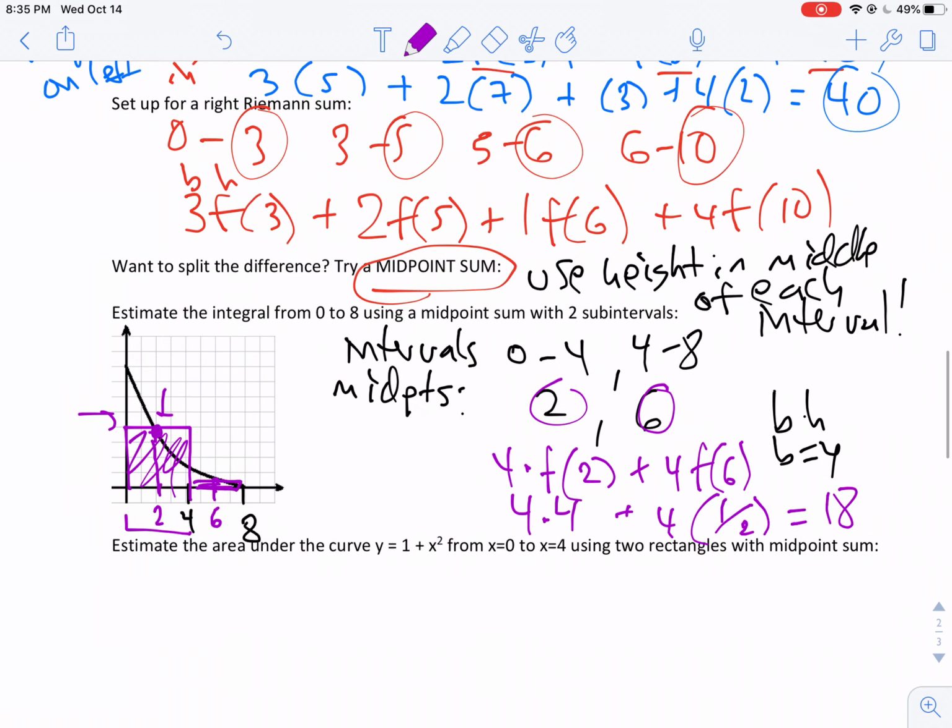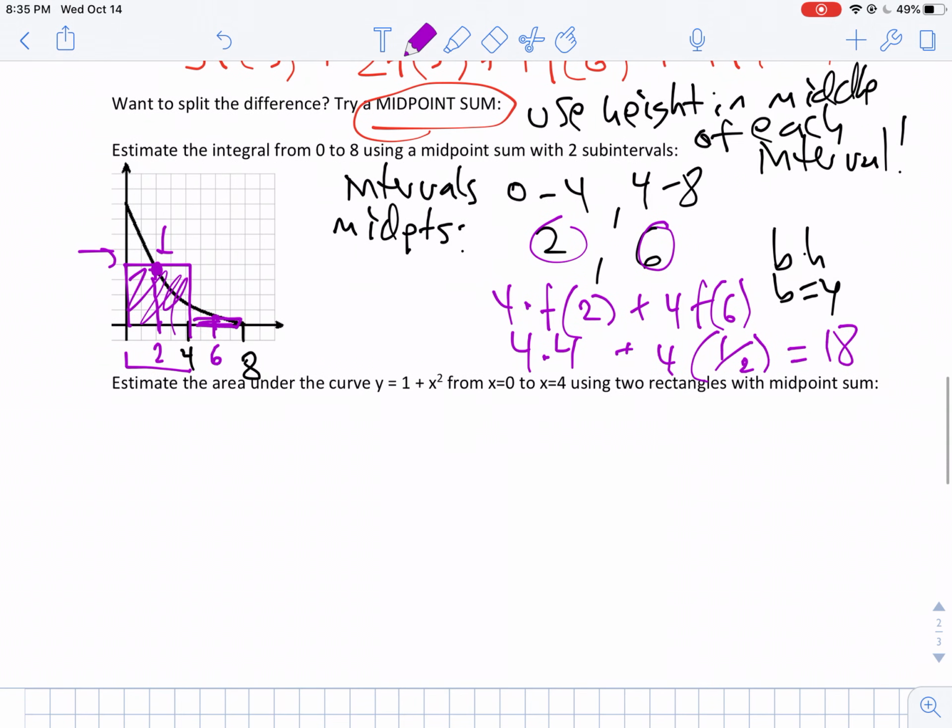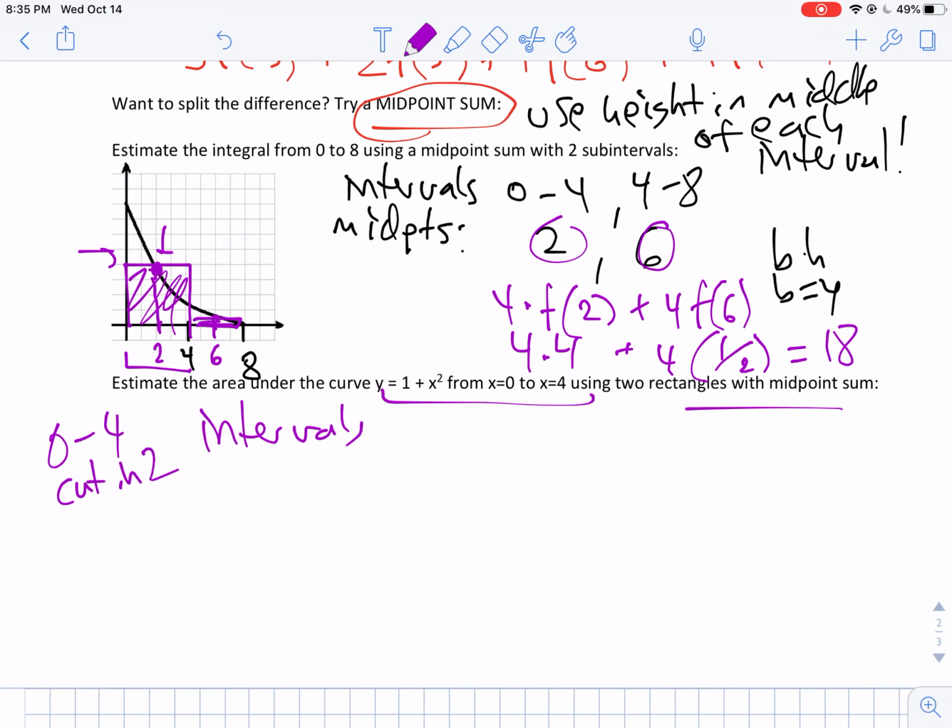All right. So one more thing we could see, and again, feel free to try this on your own right now if you want, and pause me. So now we say estimate the area under the curve 1 plus x squared from 0 to 4 using 2 rectangles with the midpoint sum. Okay, so again, I write out my intervals. I'm going 0 to 4, I cut it in 2, so I cut it halfway in the middle. So my intervals are 0 to 2, and then 2 to 4.